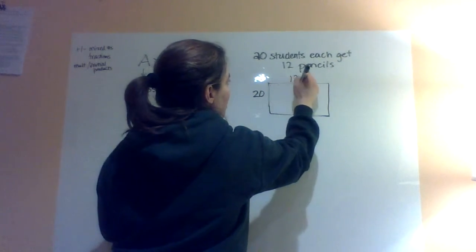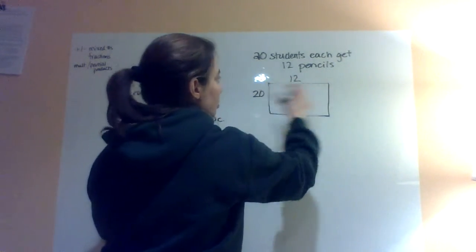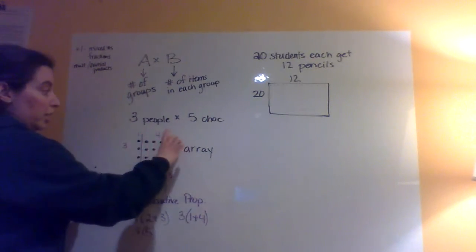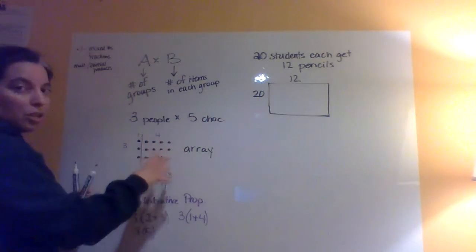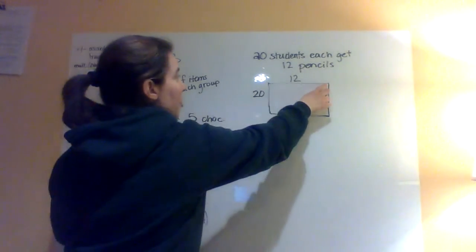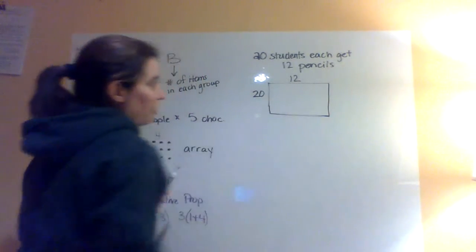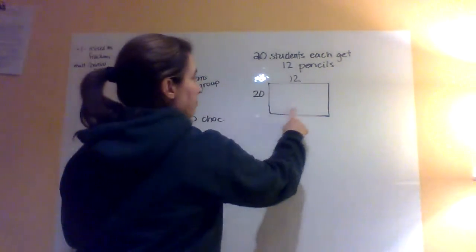So here's student 1, student 2, etc. But I'm not going to draw all those out. So we kind of move from the really, really concrete array with your students to then something that's a little bit more abstract, just showing, well, here would be my 20 students, each getting 12 pencils, but we're not going to write all that out.